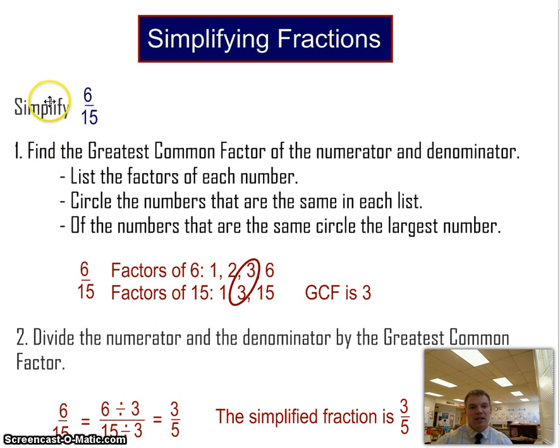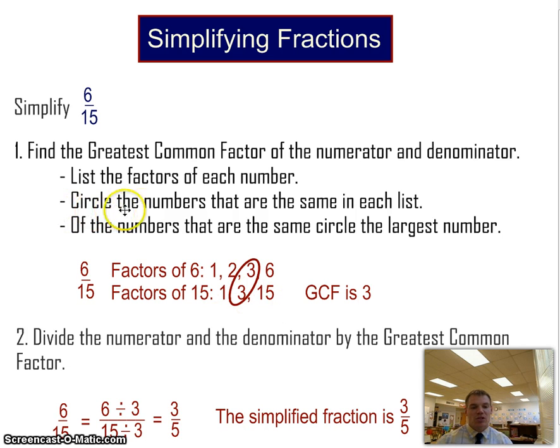So if we're simplifying 6/15, again, pause the video while we're going through this, and maybe watch this a couple times to help you understand it. The first thing you want to do, and write down these steps, is find the greatest common factor of the numerator and denominator. So the first thing you want to do is list the factors of each number. The factors of 6, or what can be divided evenly into 6, are 1, 2, 3, and 6. The factors of 15 are 1, 3, and 15.